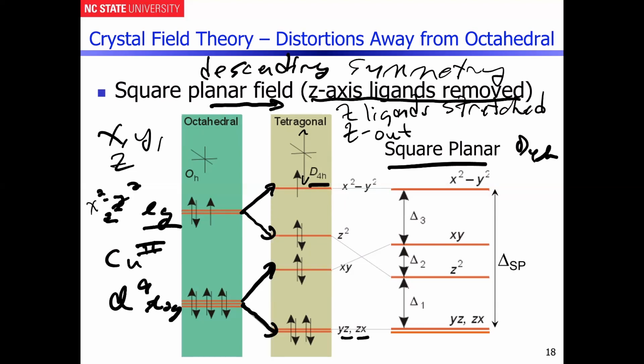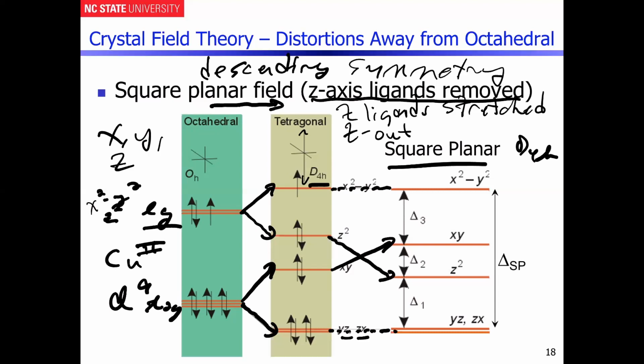But if you do that, z squared stabilizes even more, because you've now totally removed the ligands. It has very little influence on xz and yz with respect to the stretched situation, so those just kind of walk their way over. And then, of course, if you completely remove those, you also have an influence on the fact that xy will be slightly higher in energy than z squared. And then x squared minus y squared is about the same. But you see what now happens.